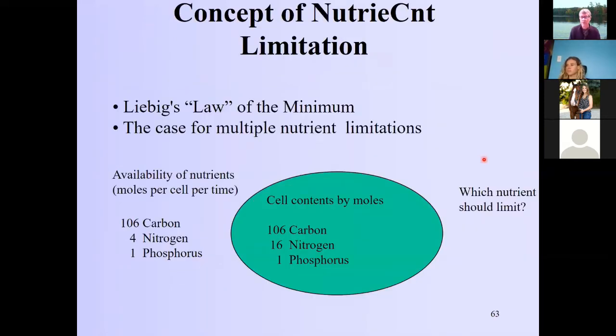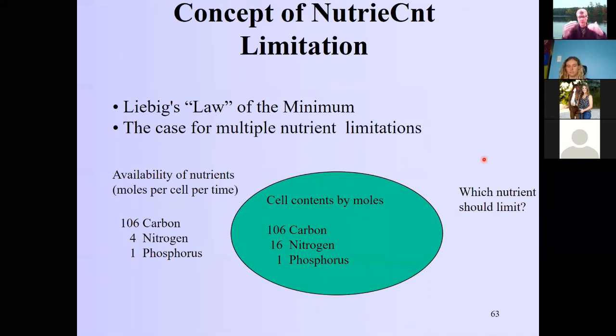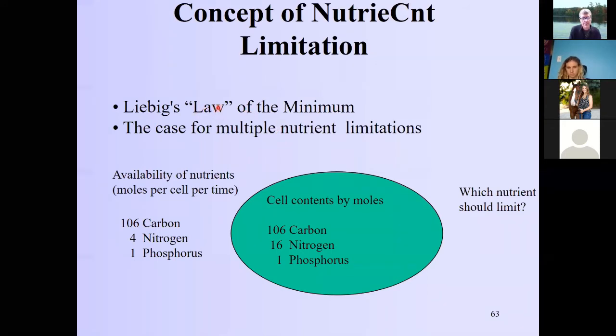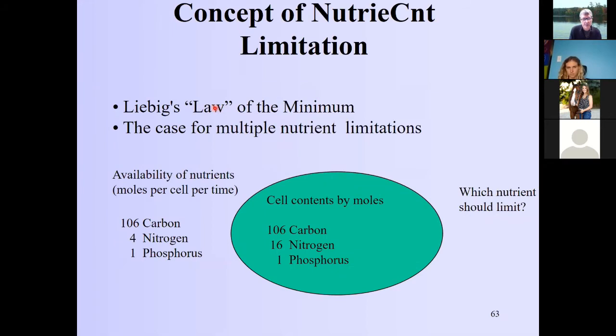And this is our first foray into stoichiometry. Stoichiometry is the relative ratios of nutrients, or anything, of any molecules, elements, I'm sorry. Okay, so one of the first concepts of nutrient limitation, and it looks like my slide needs a little bit of help there, doesn't it, is Liebig's law of the minimum. And I have law in parentheses because it's not quite a scientific law in my view, but that's what it's called. And we're going to then go and talk about the case for multiple nutrient limitations.